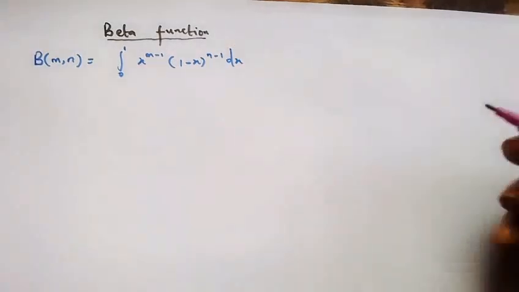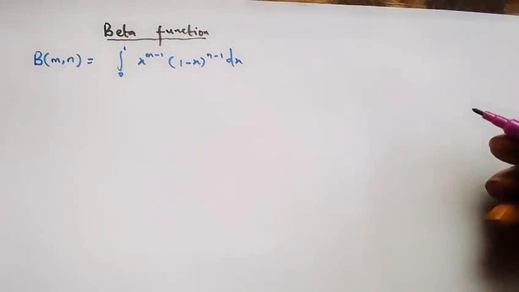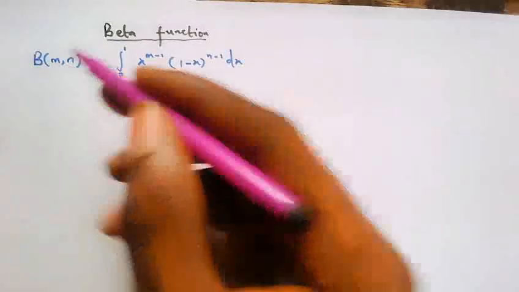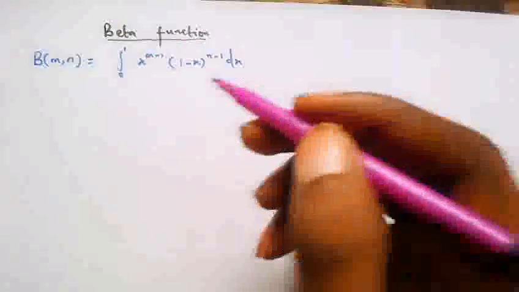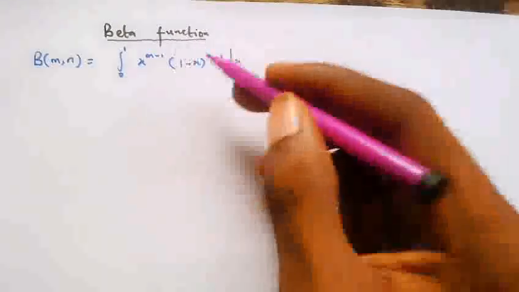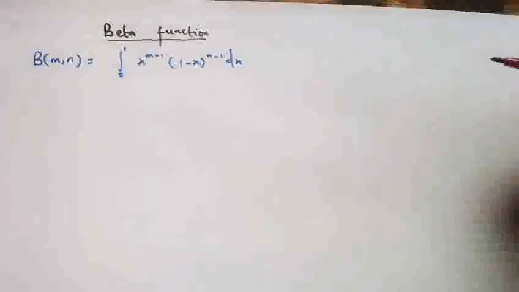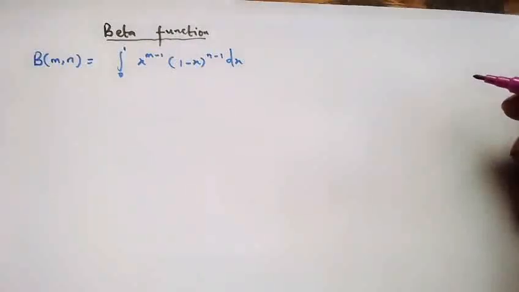Today we have an introduction to the beta function, and this beta function is defined as beta of m, n is equal to the integral from 0 to 1 of x raised to power m minus 1 times 1 minus x raised to power n minus 1 dx.